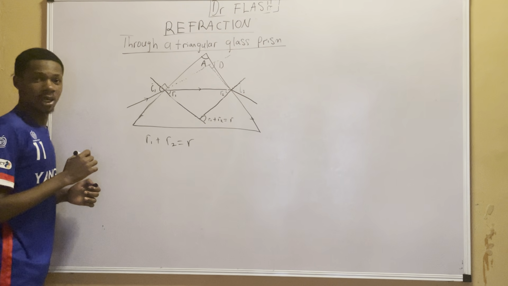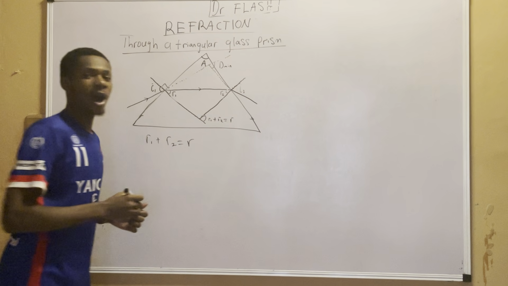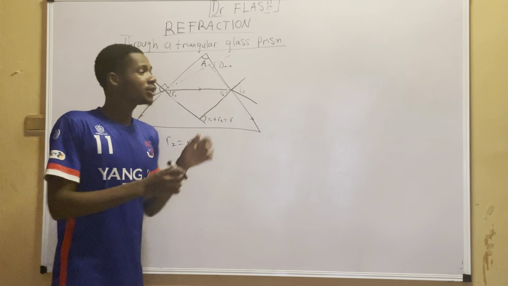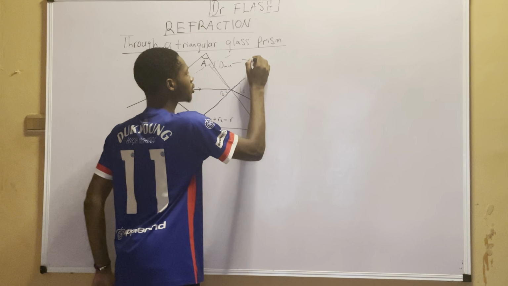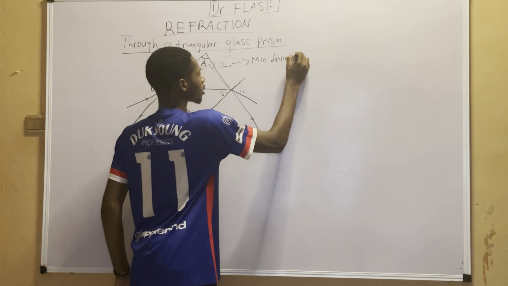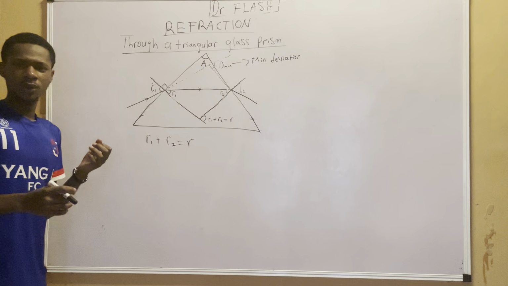Okay, that's the point. Now at that point, we're going to say this is having its minimum value. That's why at this point it's called the minimum deviation. I'm going to indicate this as well. Okay, so this is called the minimum deviation, the minimum deviation for the angle. Now, what else can we take note of?